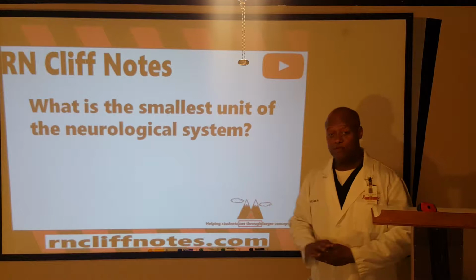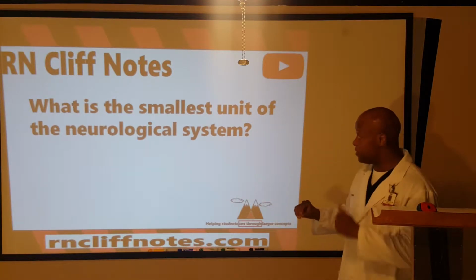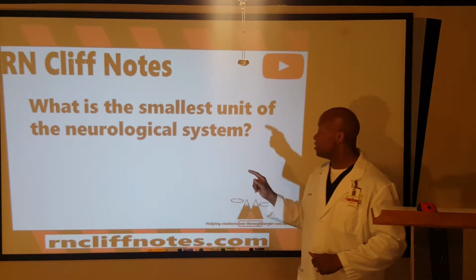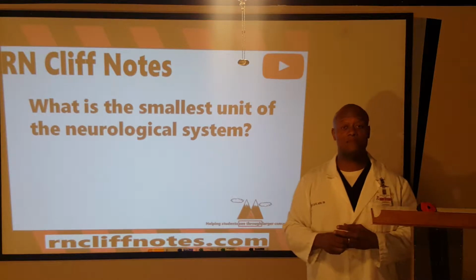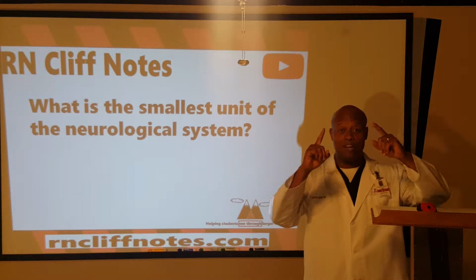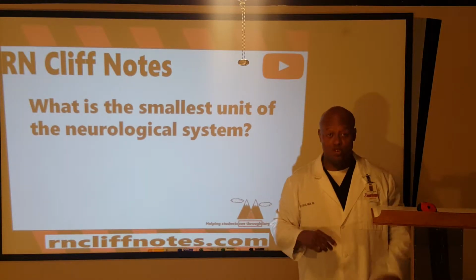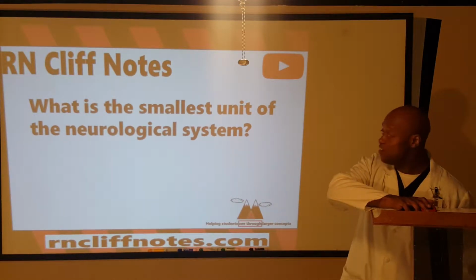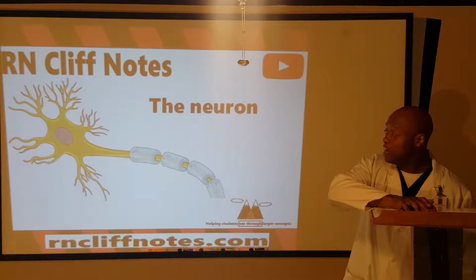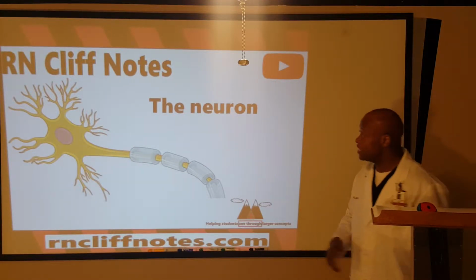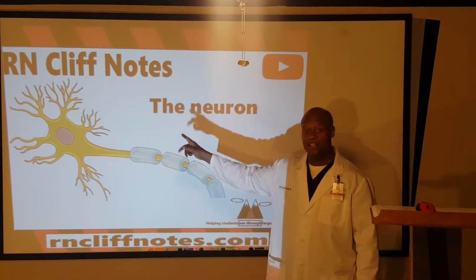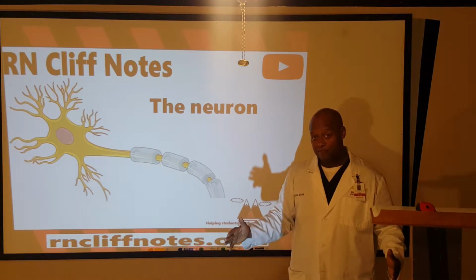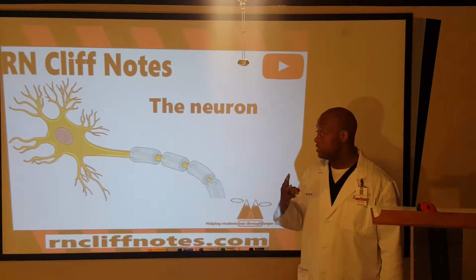Okay, so we said we're starting small, right? Here we go. What is the smallest unit of the neurological system? And you say what? Neuron, right. That's easy. So, on to bigger and better things. Now that we know that we're talking about the neuron, let's break the neuron down using our magic number 3.